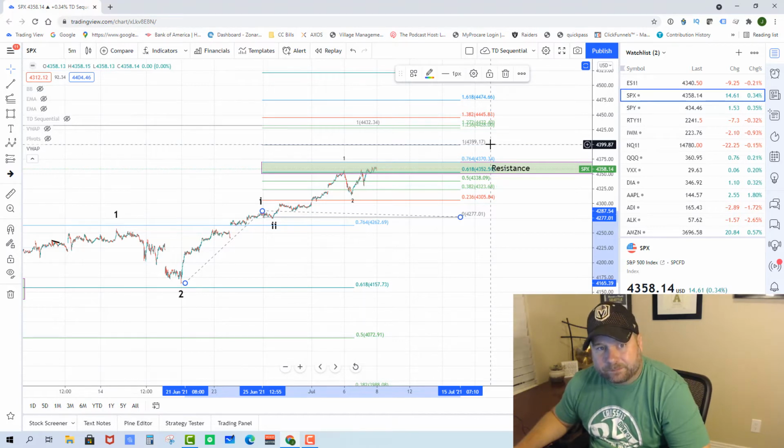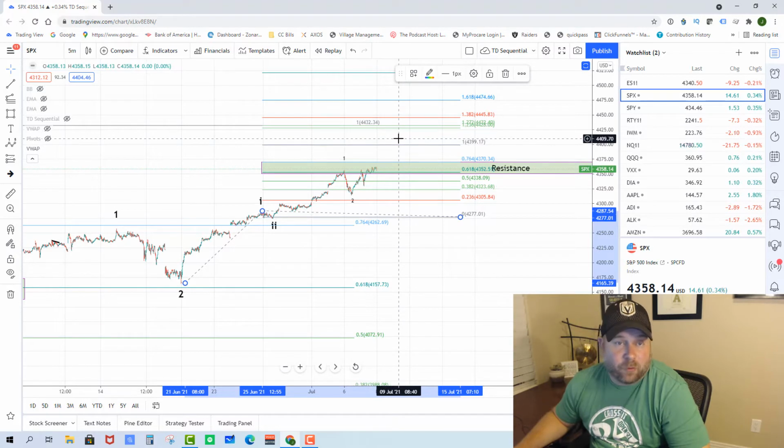So knowing that, how do we understand how high this should go before we get another significant pullback? Well, we have to understand our targets.